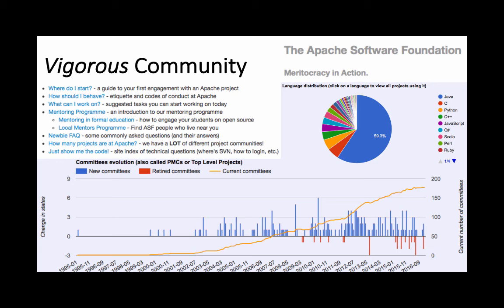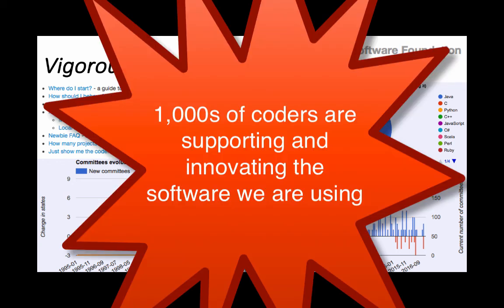And finally, I've pulled this chart down at the bottom that dates all the way back to 1995. You can see that over time this web server has grown in popularity to the point that today there are more than 175 top-level projects in this community. And within each project, there may be hundreds of members. So there are thousands and thousands of programmers developing this web server.